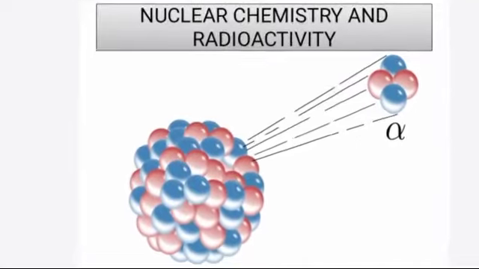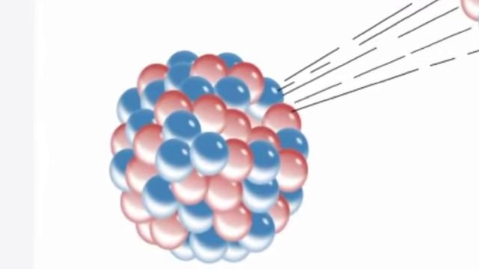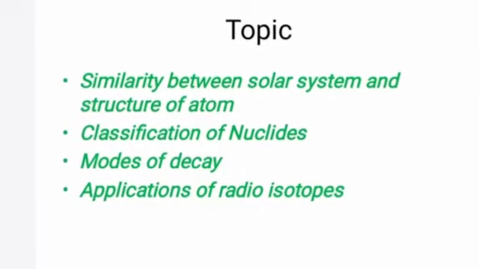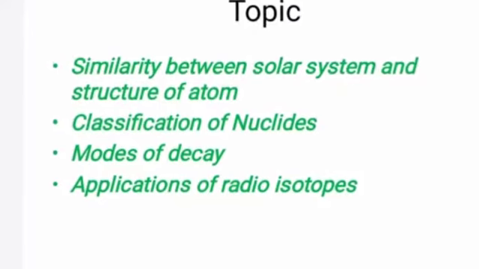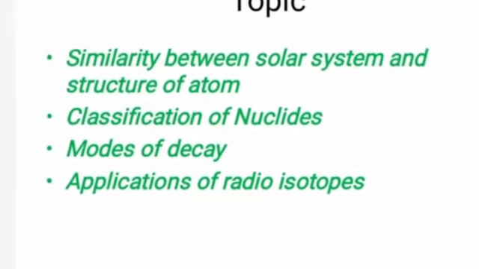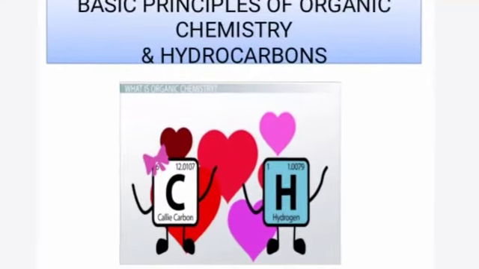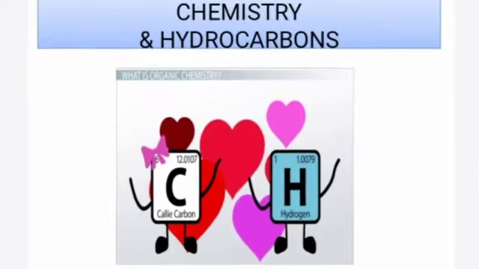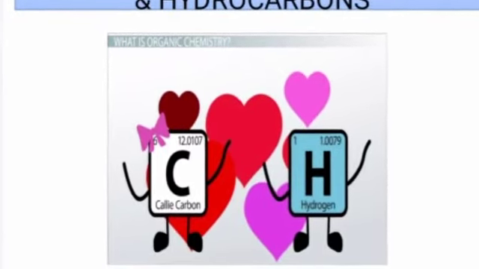Next you have nuclear chemistry and radioactivity. This chapter includes topics like similarity between solar system and structure of atom, classification of nuclides, modes of decay and applications of different radioisotopes. Then comes basic principles of organic chemistry and hydrocarbons, in which you are going to study about compounds containing carbon.